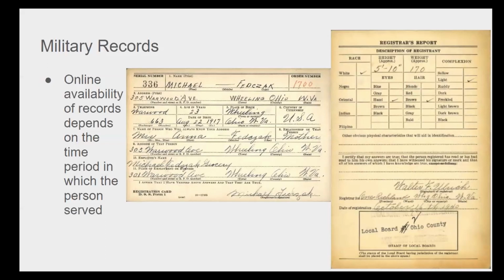He listed employment information, so he noted that he was employed at the grocery store that the family owned, and then his signature appears there at the bottom of the card. So the reverse side of the card gives particulars about the physical attributes. So in this case, 5'10", 170 pounds, hazel eyes, brown hair, and a light complexion. So gives you some interesting information there.